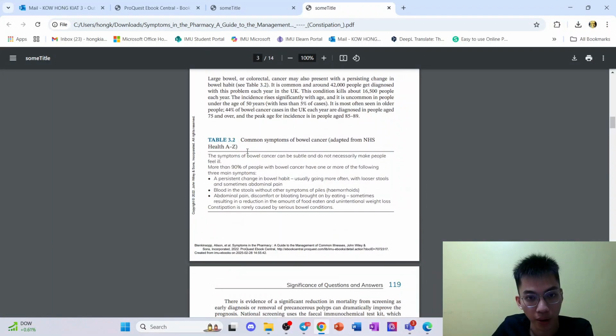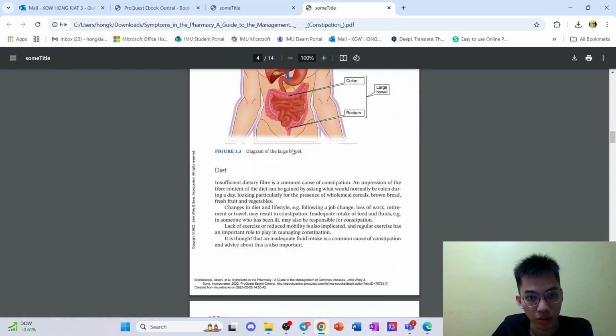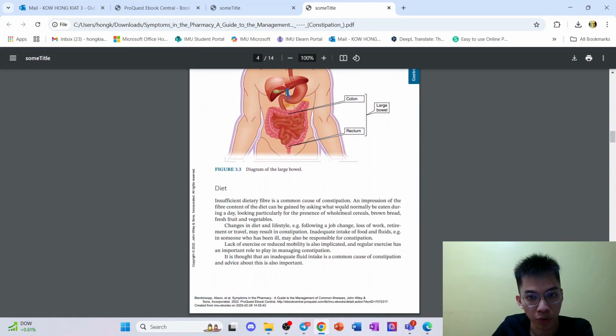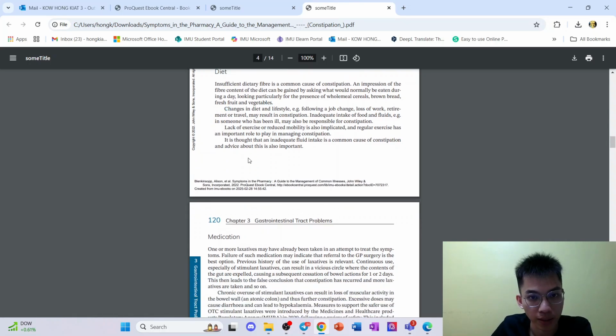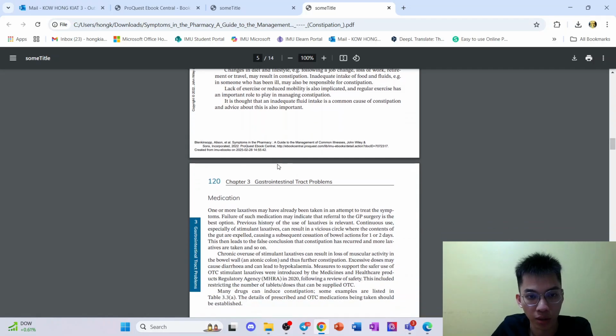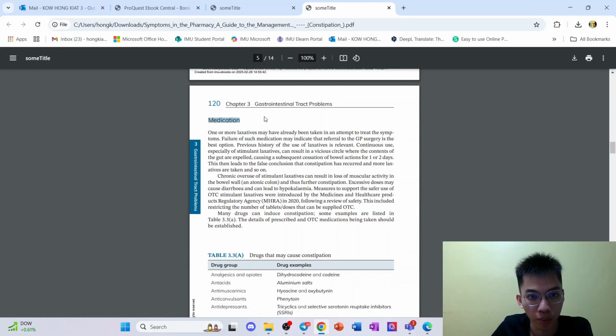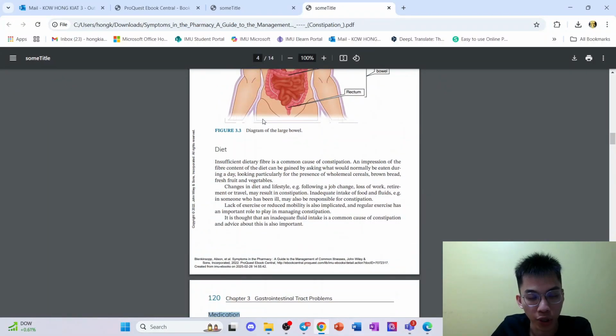cancer. And here are some common symptoms of bowel cancer. There's an interactive and simple diagram here as well. And they're talking about diet as well: insufficient dietary fiber, a common cause of constipation, typical changes in diet and lifestyle, lack of exercise, reduced mobility, reduced fluid intake, the typical ones. And they are talking about medication as well. So this book is quite useful for pharmacy students.